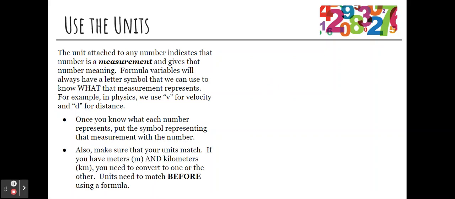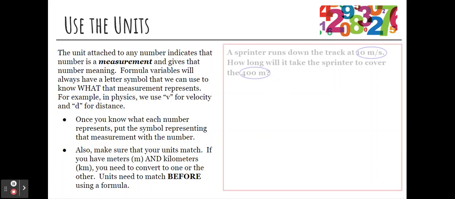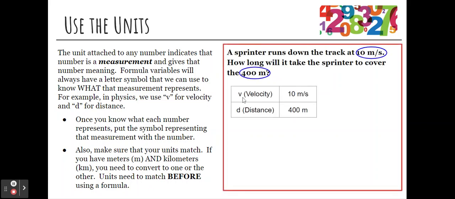When you set this up, let me put that up for you so you can see it. You can see I've added velocity and distance in front of 10 meters per second and 400 meters. Now, I've included the word velocity and the word distance. You don't need to do that. Just V and D will be fine as long as you know what those represent.